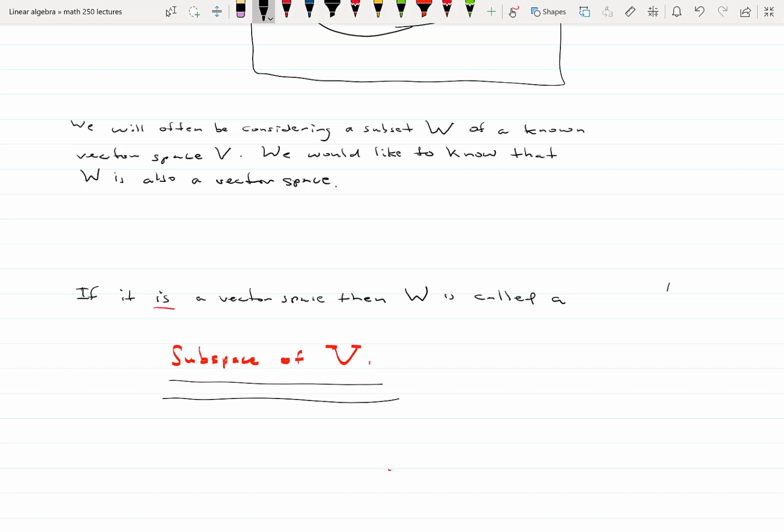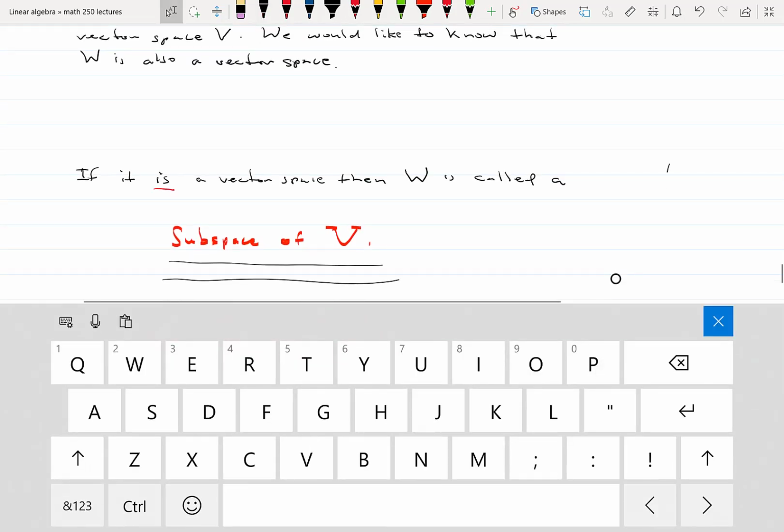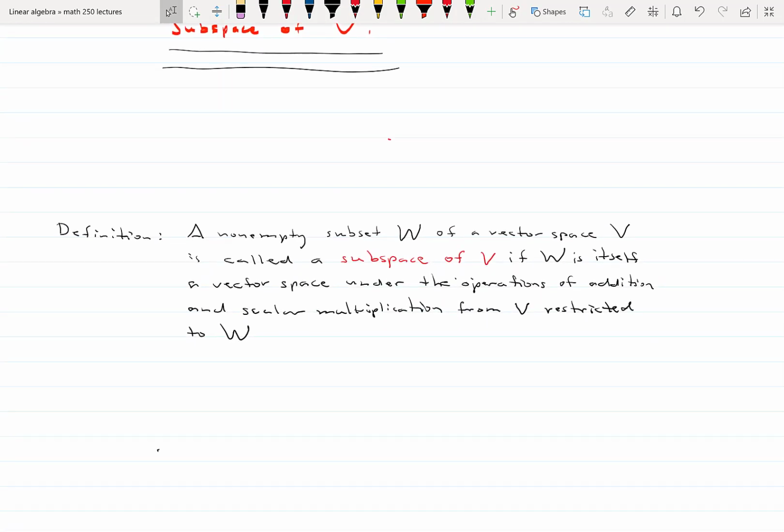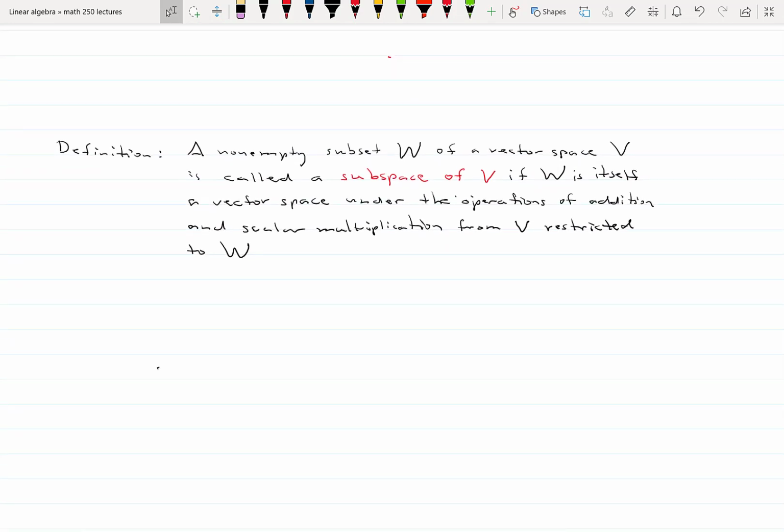So subspaces of a vector space are subsets of a vector space that themselves are vector spaces under the same operations of addition and scalar multiplication. So let me repeat that as you get to look at it written out. So we have a definition. A non-empty subset W of a vector space is called a subspace of V if W is itself a vector space under the operations of addition and scalar multiplication from V, but restricted to W.